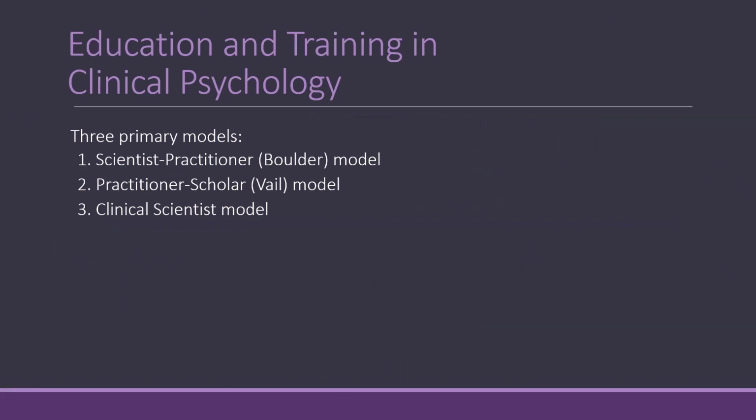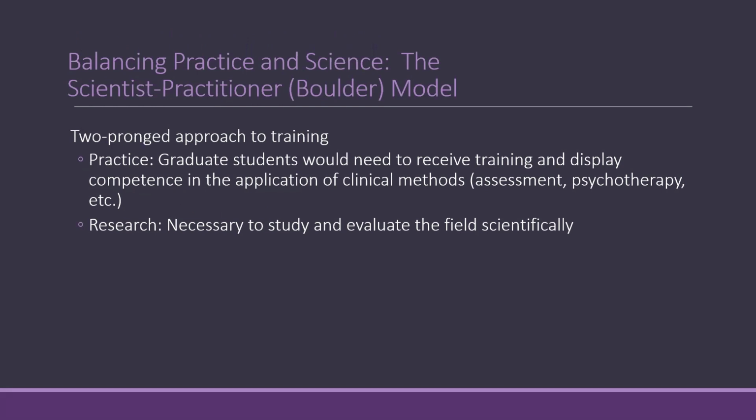So today we're also going to talk about the 3 primary models of graduate training in clinical psychology. And we're talking about this for 2 different reasons. One is that it's helpful to know what the path might be, what the programs look like, if you're considering a career in this area. But 2, it also helps us understand the history of clinical psychology, as well as where different people in the field are coming from in terms of their theoretical orientation. So first, we're going to talk about the Boulder model.